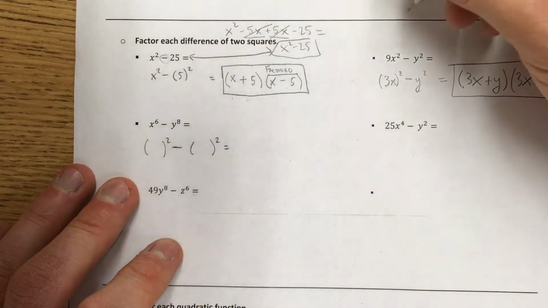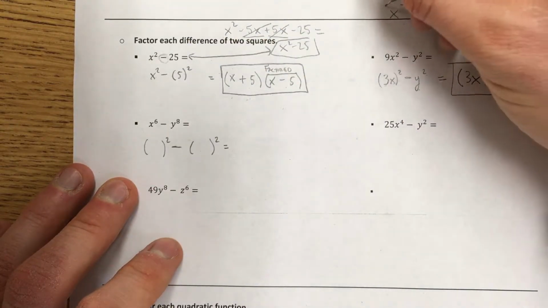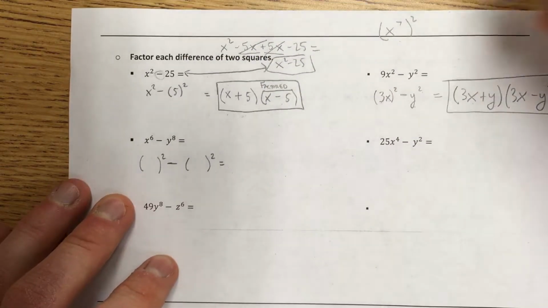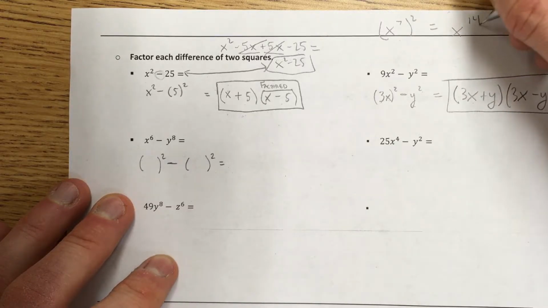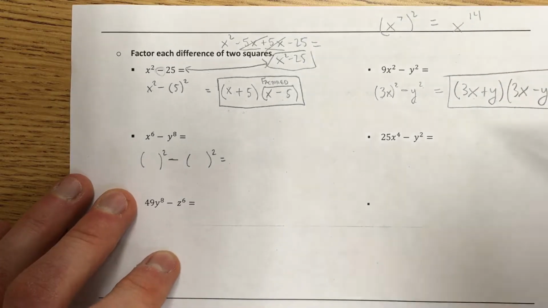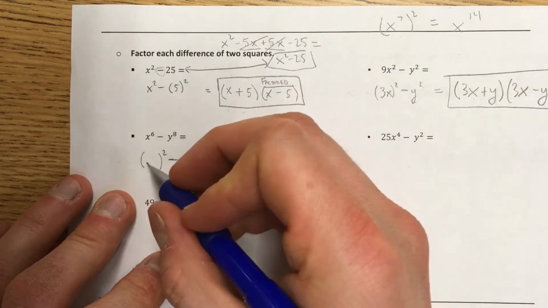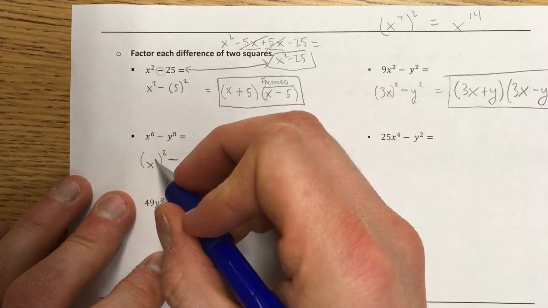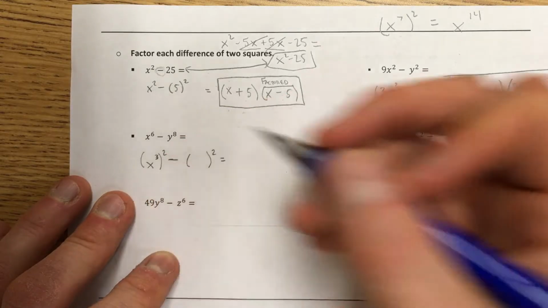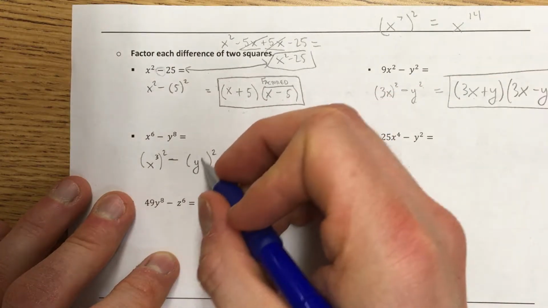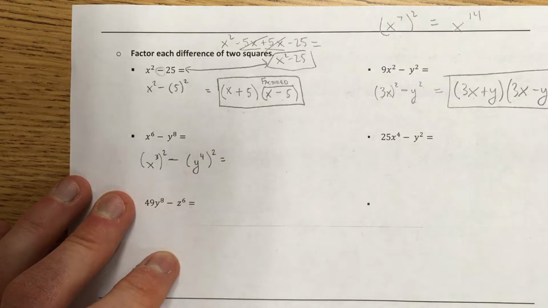Well, if we remember properties of exponents, if it's a power like this, a power raised to a power, then what you do with the exponents is you multiply the exponents. So here, if I have x to the 6th, I need x raised to another power that when multiplied by 2 gives me 6, so that would be x cubed. Similarly, this would be y to the 4th, since 4 times 2 gets us 8.